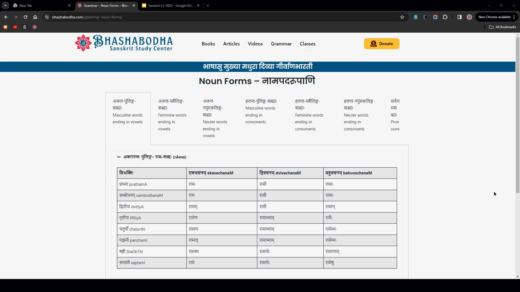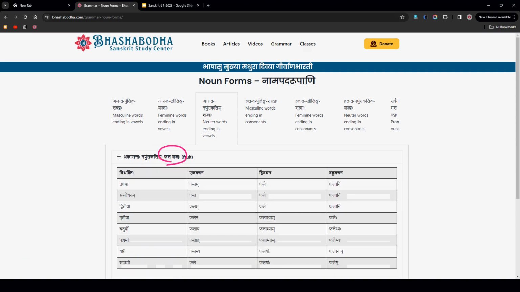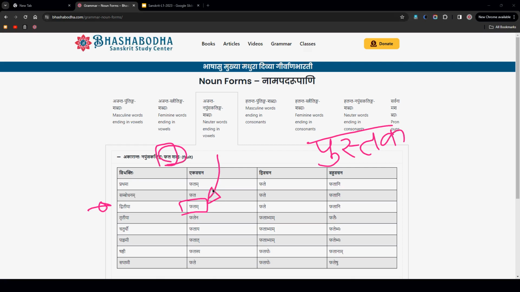Similar means what? The base word ending in a and which is neuter, Napumsakalinga. So we'll have to look up that thing here. So you go ahead to Napunsakalinga, so like this phala, right? Which looks like phala. This one, Akaranta Napunsakalinga, which is like pustaka. So you open this, and what we want is the second declension, which is phalam, right? Phalam. So if you apply the similar form to pustaka, phala, base word was phala, it became phalam.